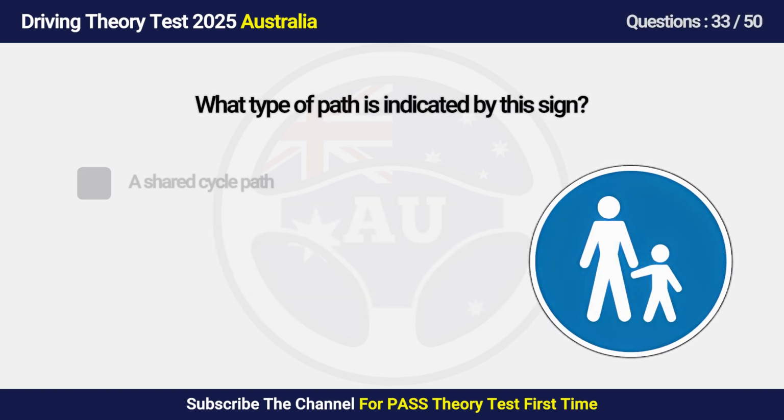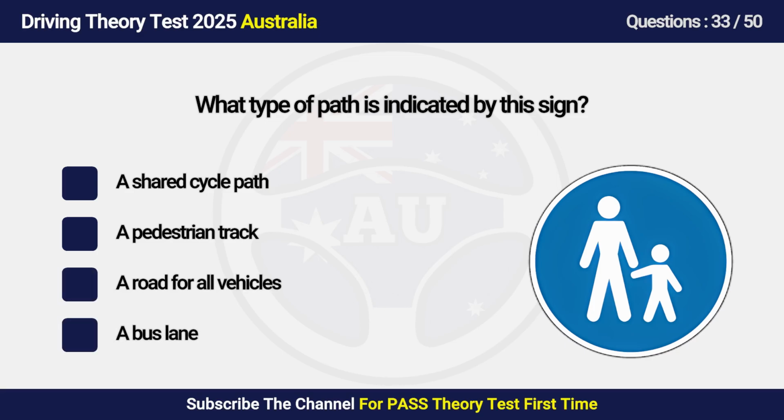Question 33. What type of path is indicated by this sign? A. A shared cycle path, B. A pedestrian track, C. A road for all vehicles, D. A bus lane.